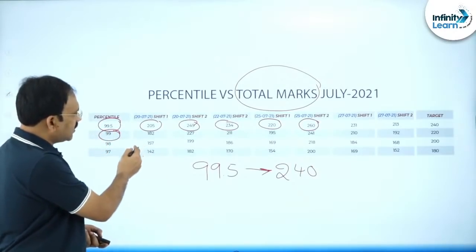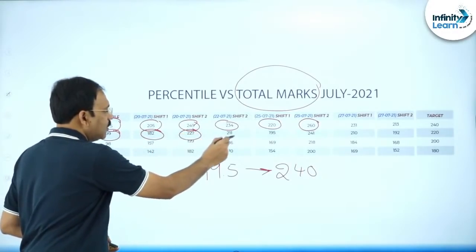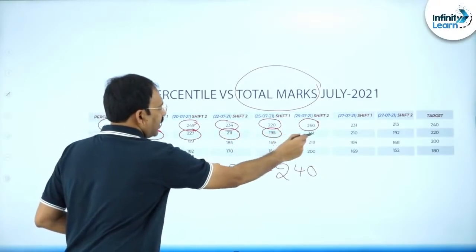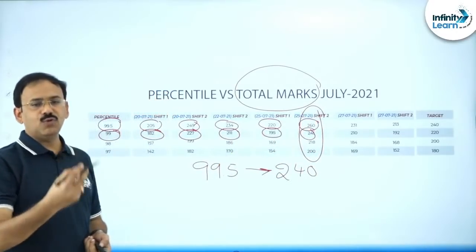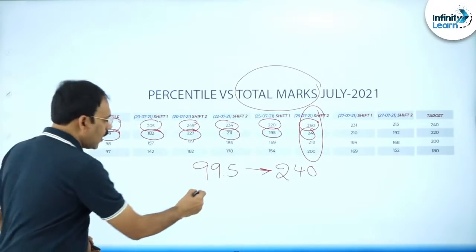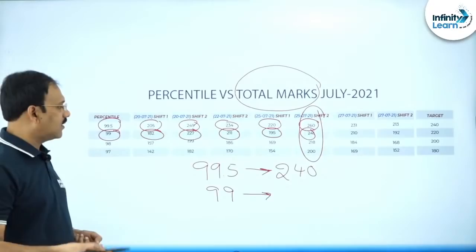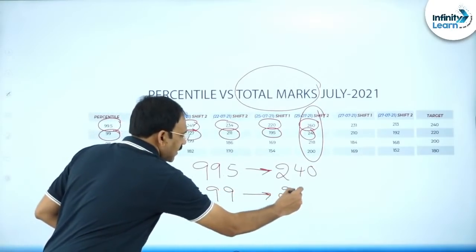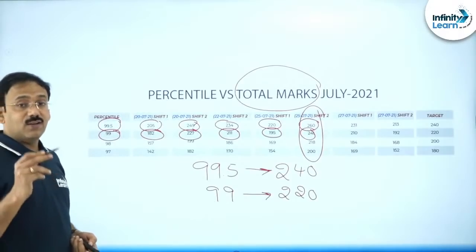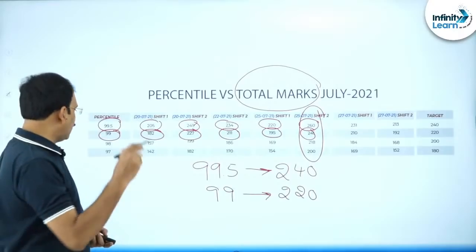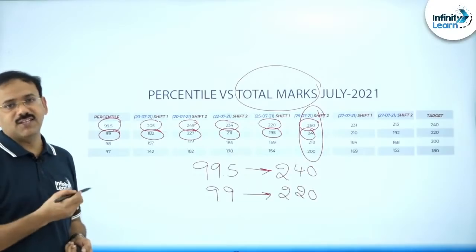For 99 percentile you see the marks 182, 227, 211, 195, 241. You see this paper is very easy. 210, 192, 220. If you want to get 99 percentile, that means around 10,000 rank, your marks must be around 220. If you target 220, undoubtedly you will be in the 99 percentile region where you have a chance to get rank around 10,000.